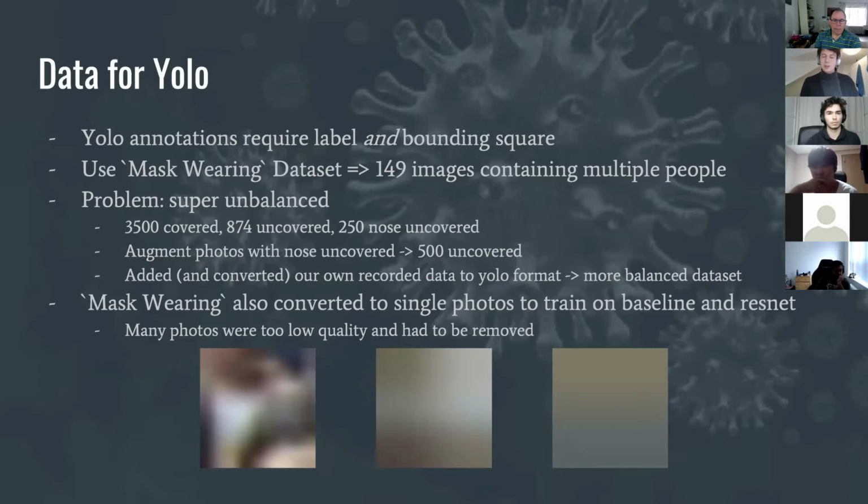And so what we did to fix this is we took a lot of the nose uncovered photos and augmented them to get a larger data set. As we want to compare the models later on, it doesn't make sense to train them on different data. So we converted all the data that we were using on the CNN and ResNet into the YOLO format so we could use it there and vice versa. So the data is shared between the two. One of the issues that we ran into when we were converting this is that a lot of the annotated photos from the mask wearing data set were such low quality that a human couldn't even tell the difference.